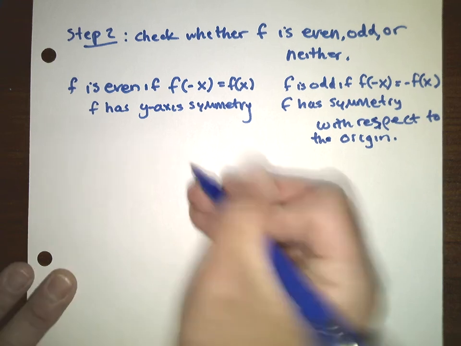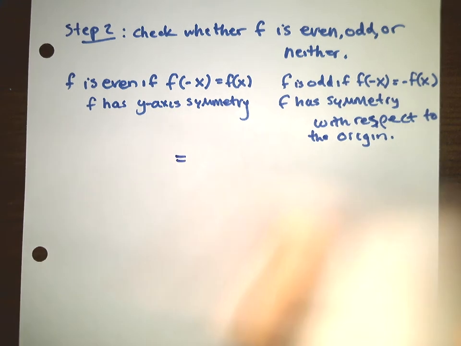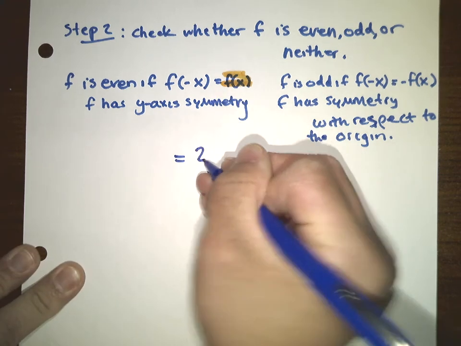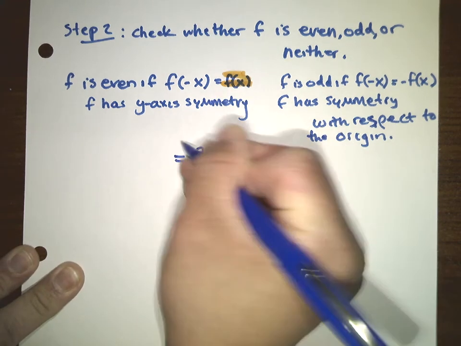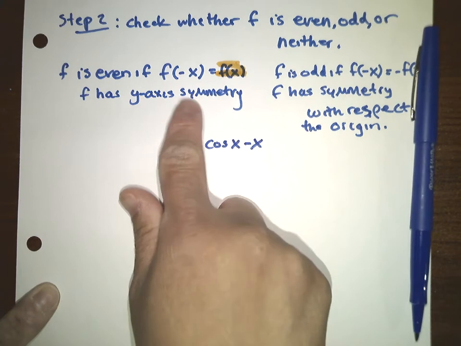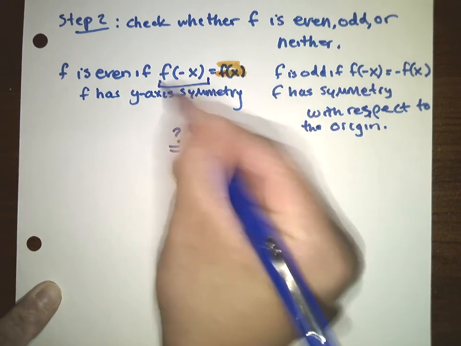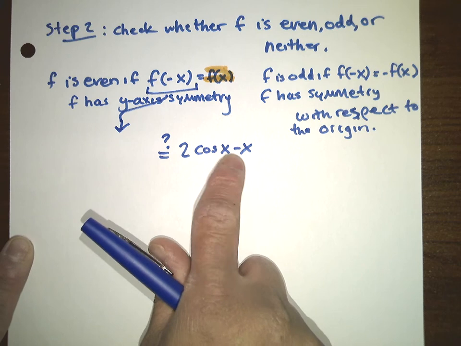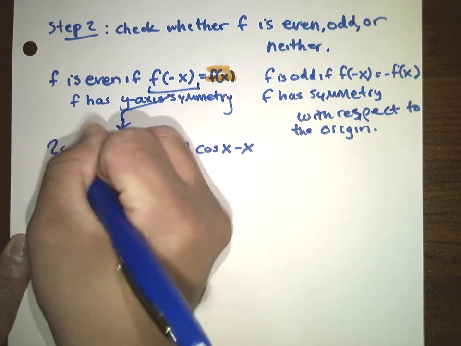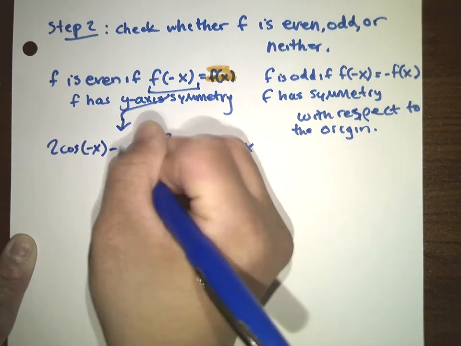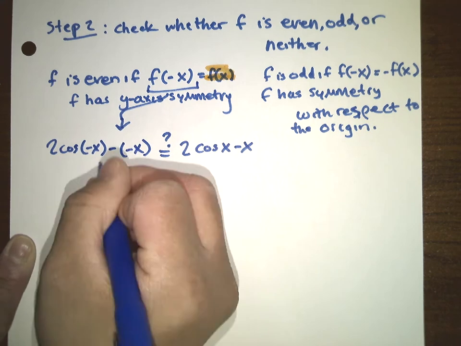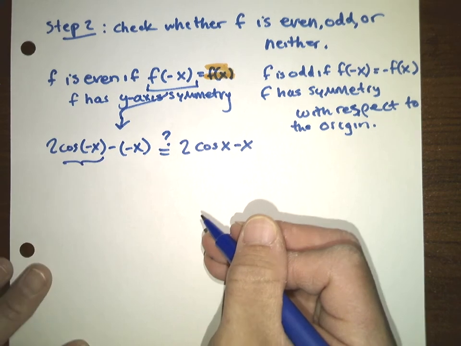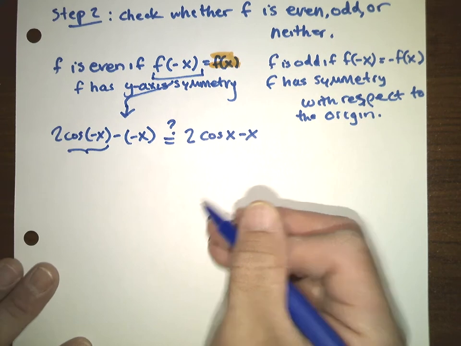All right, so f of x was 2 cosine of x minus x. So does that equal f of the opposite of x? All right, so I'll just substitute the opposite of x in for x here. So we have 2 cosine of the opposite of x minus the opposite of x. So cosine of the opposite of x is cosine of x. That's an identity that you should remember for the rest of your life.